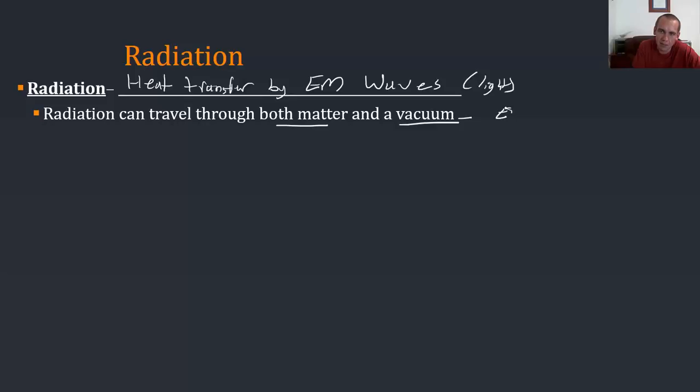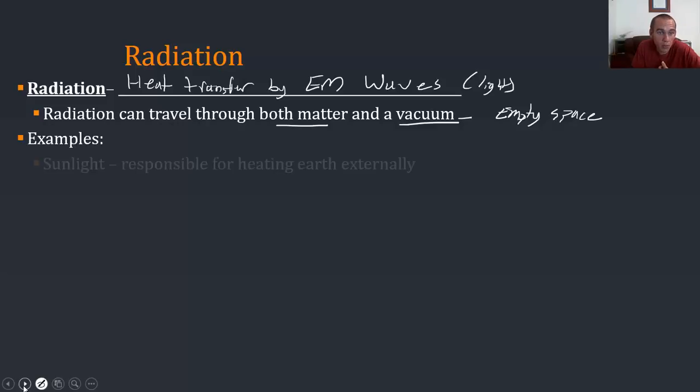Remember, that's empty space. So in order for conduction to happen, things have to touch. In order for convection to happen, a fluid has to be able to flow. In order for radiation to happen, nothing needs to be there, or something can be there. We can have space or we can have matter. It doesn't matter. So radiation is the most common form of heat transfer.